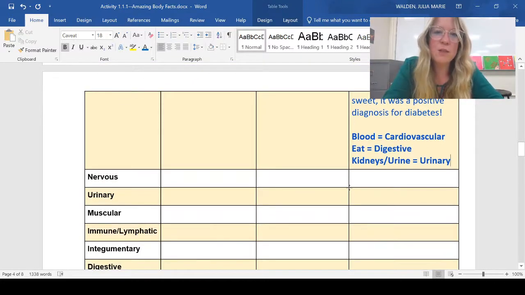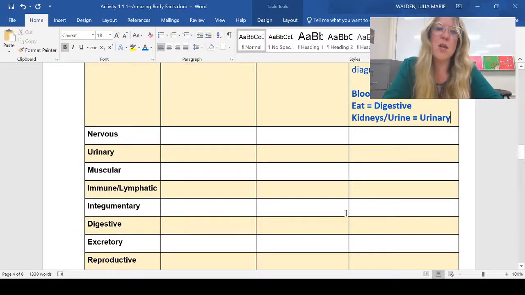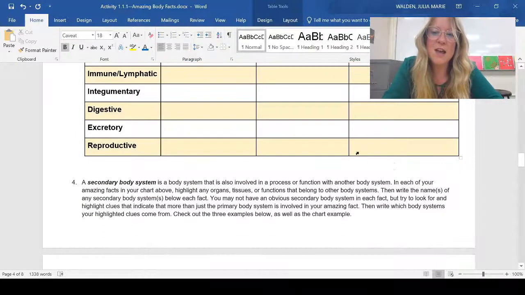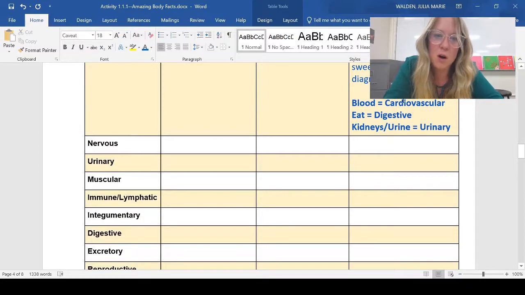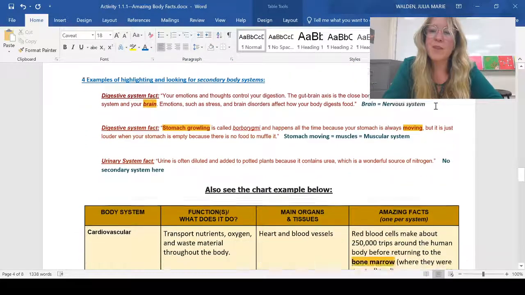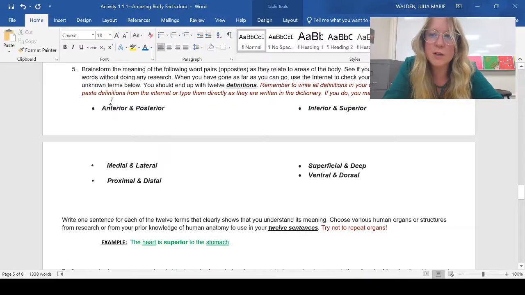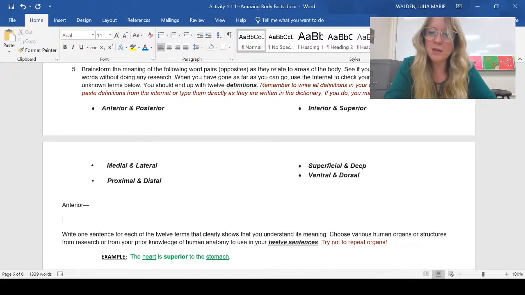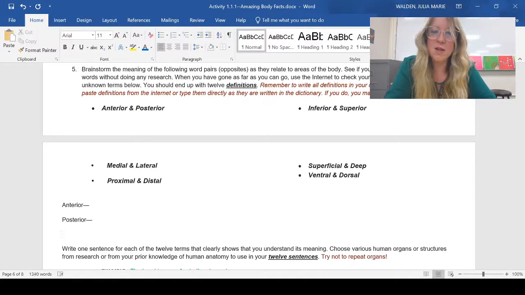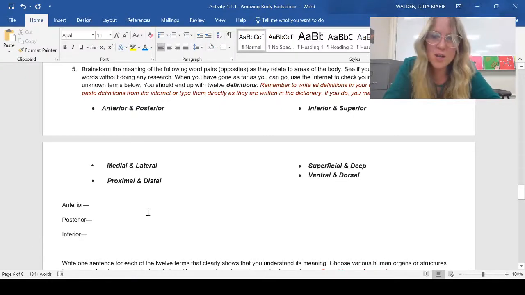Okay, so you're going to fill in the rest of the chart for all the other body systems. You're going to write your amazing, awesome fun fact, and then you're going to highlight for extra body systems or secondary body systems, and then tell me what those body systems are. Okay, so that's what step 4 is. Now, the rest of it should be pretty self-explanatory. Step 5 is you've got 12 directional terms that you need to define. You can just write those right here in the activity. So you can say, oh, anterior means this, and posterior means this, and inferior means this. Okay, so you can just write those definitions right here in the activity.